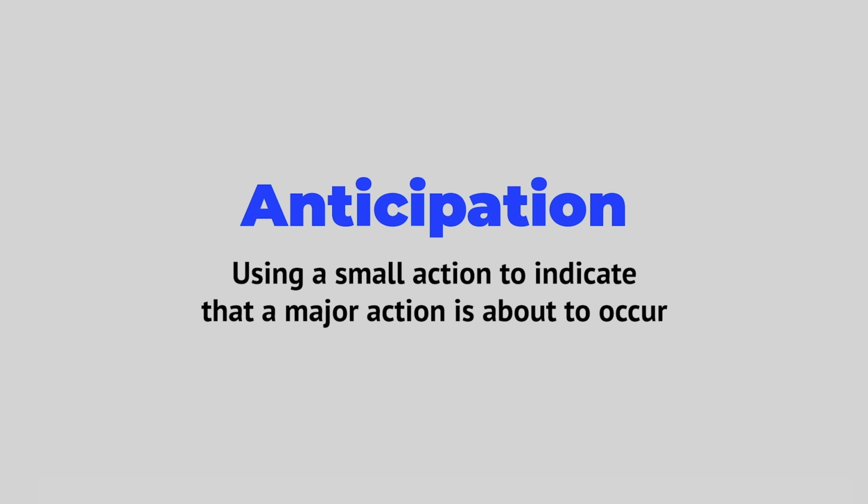Anticipation is used to let the audience know that a major action is about to take place. For this effect, animators will often work in a smaller act right before the main action happens to signal that something is coming. Not only is anticipation needed to prepare the audience, but it's also required to sell believable movements.